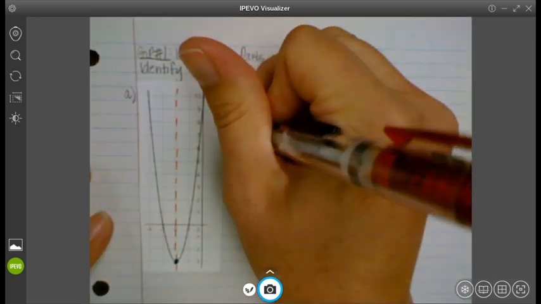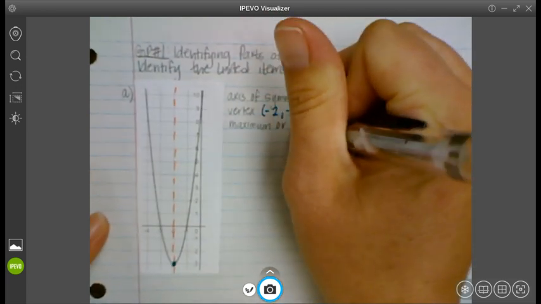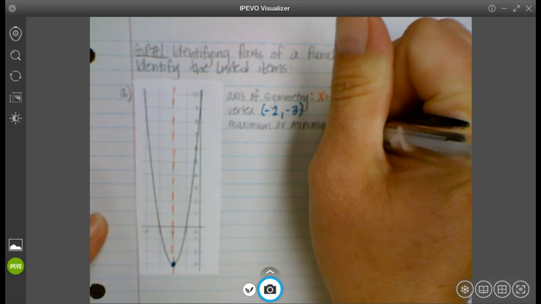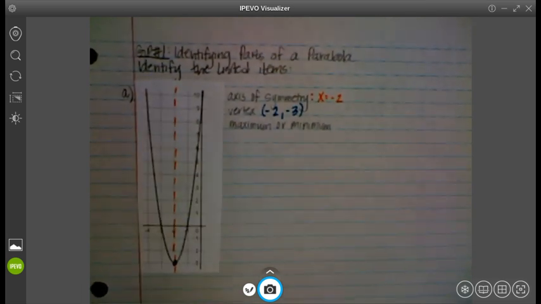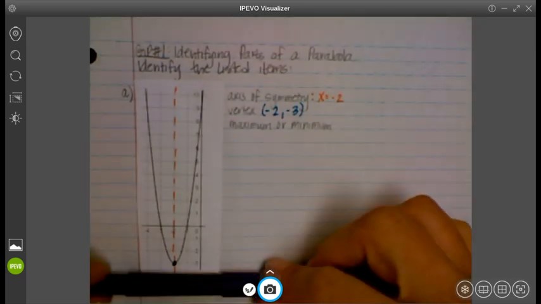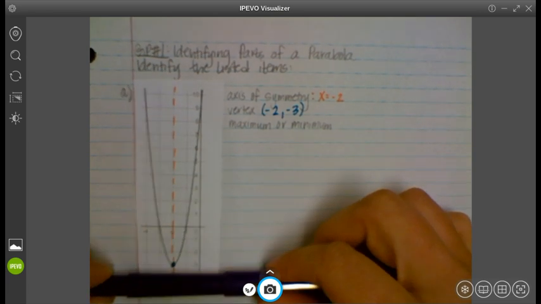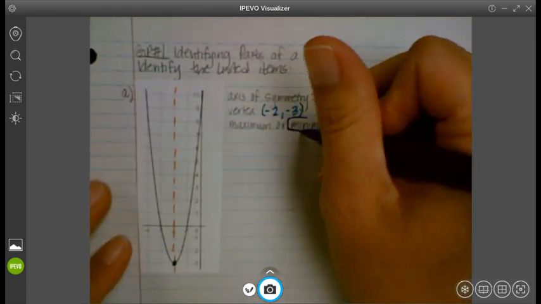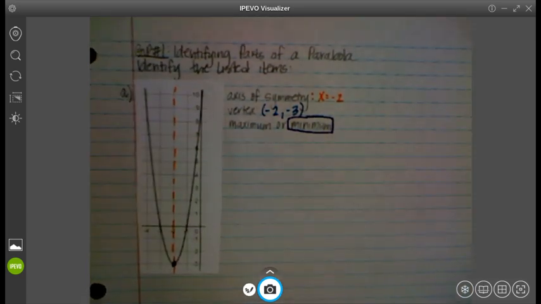The next thing we're looking for is whether the vertex represents a maximum or a minimum. And you'll be asked that. Does your vertex represent a maximum value or a minimum value? And so it's just something I want you to think about logically. If it's the very lowest point on our graph, then it is the very minimum of our graph. So I'm going to go ahead and circle or box off the word minimum. The vertex is a minimum value.